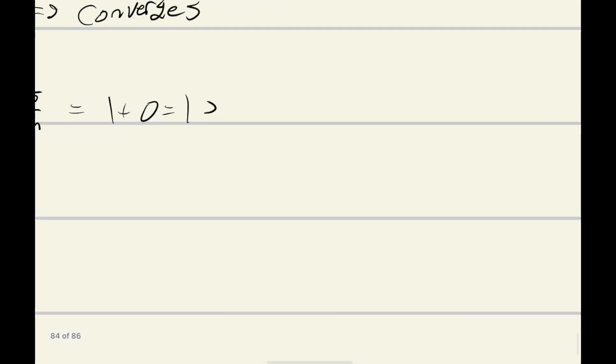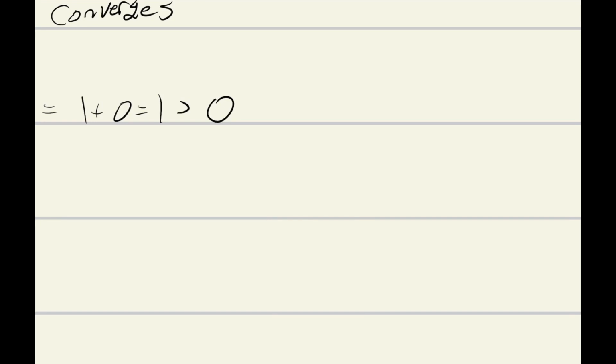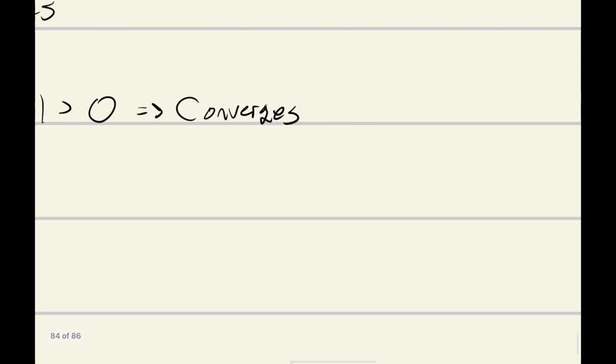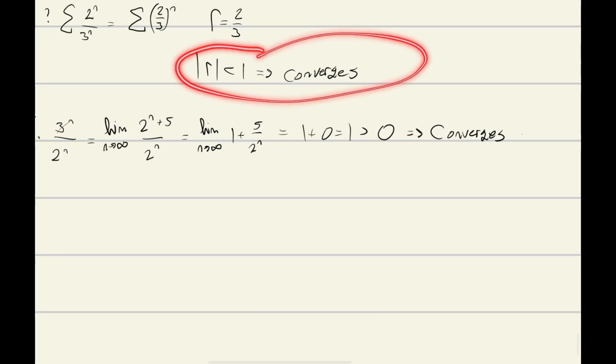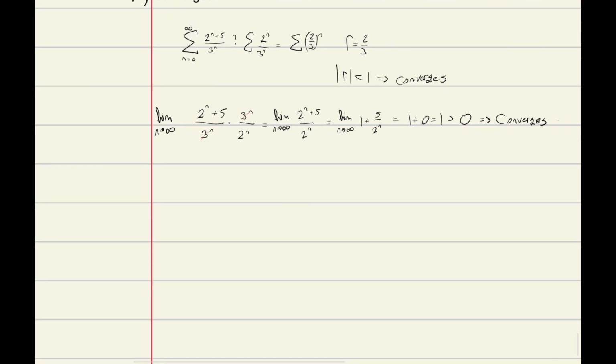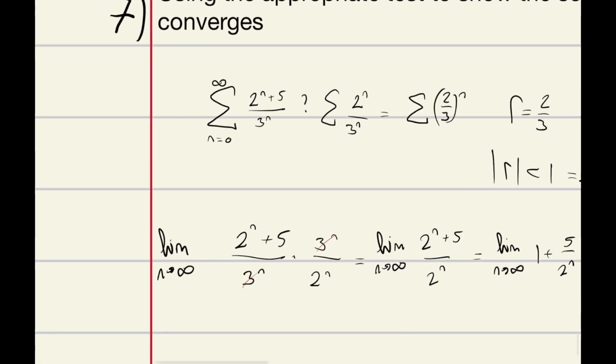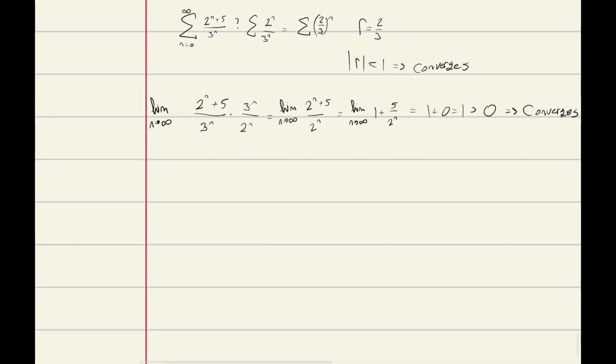And since that number is greater than 0, and it's finite and positive, we know that both of the series either converge or diverge. And since we know that the series we made up converges, we can say that (2^n + 5)/3^n also converges.